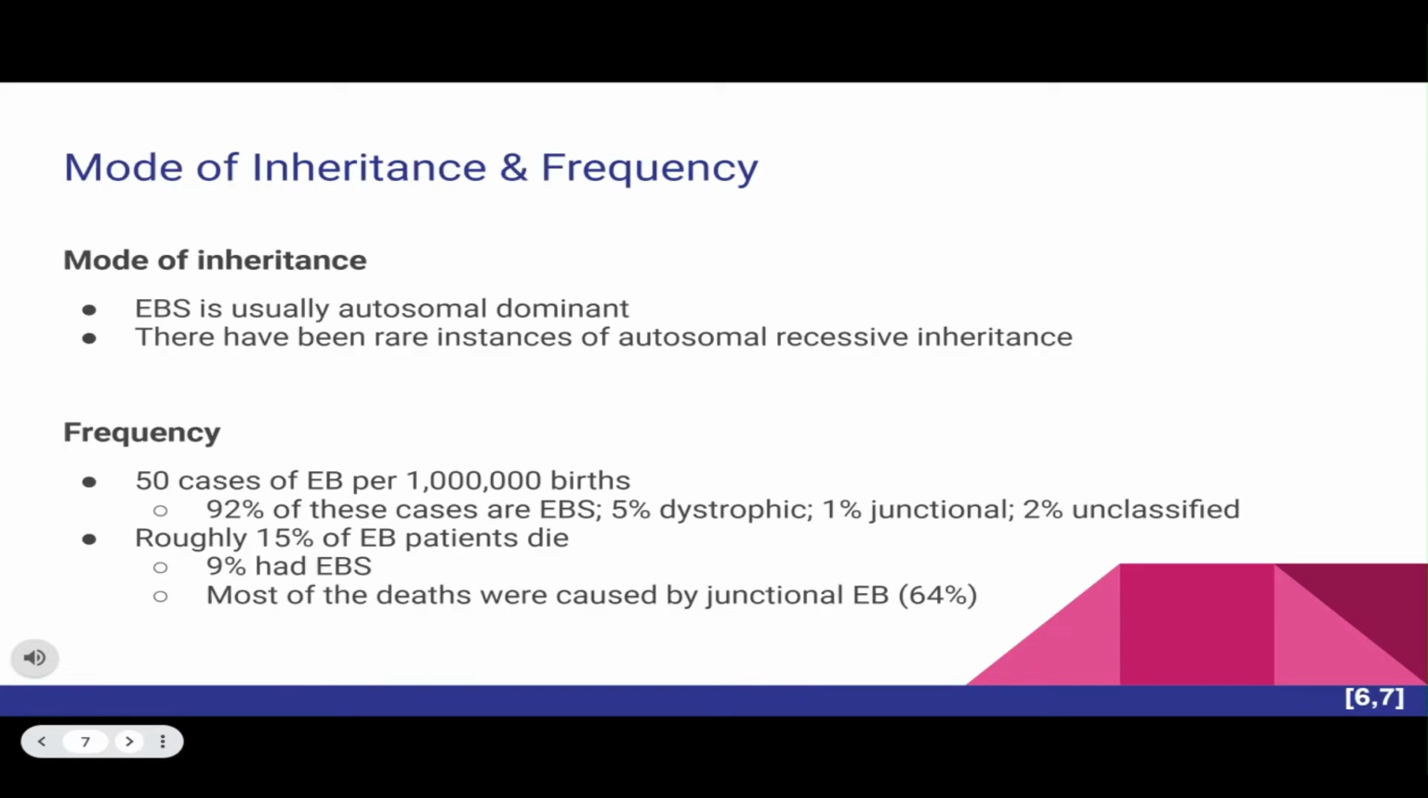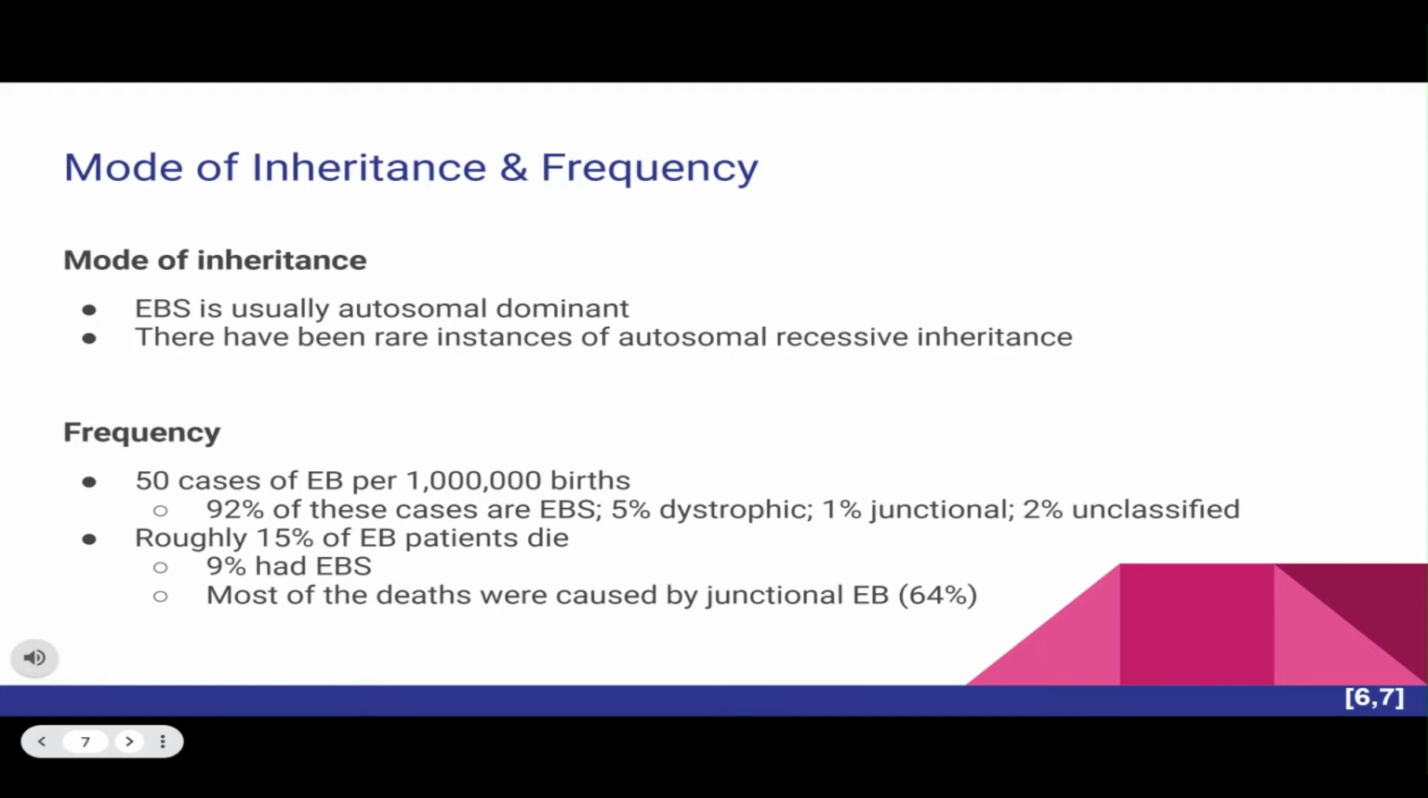So for the mode of inheritance, EBS is usually autosomal dominant, but there have been rare instances of autosomal recessive inheritance. The National Epidermolysis Bullosa Registry in the US estimated that there are roughly 50 cases of EB per 1 million births. 92% of these cases are EBS, 5% are dystrophic, 1% junctional, and 2% unclassified.